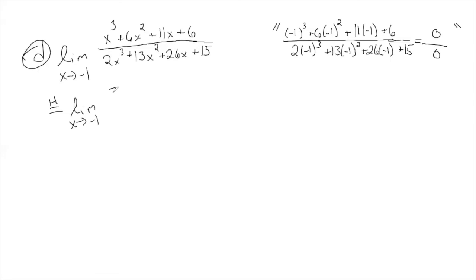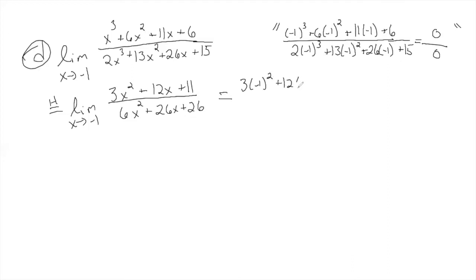Okay, so the derivative of the top is pretty straightforward. It's all just power rule. So we get on the top 3x squared plus 12x plus 11. And on the bottom, I get 6x squared plus 26x plus 26. And we'll try to plug in. If everything works out right, then we won't have to do this again. We get 3 times negative 1 squared plus 12 times negative 1 plus 11, divided by 6 times negative 1 squared plus 26 times negative 1 plus 26.